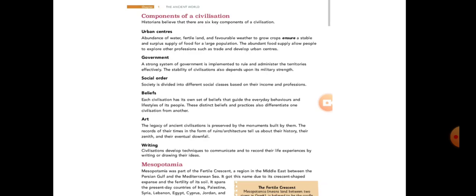Then social order. You can say that the society includes the social norms, the social beliefs, and these things. And also the society was divided according to their beliefs, their income, and their professions. Beliefs include their social, cultural, religious, and traditional beliefs of the time.